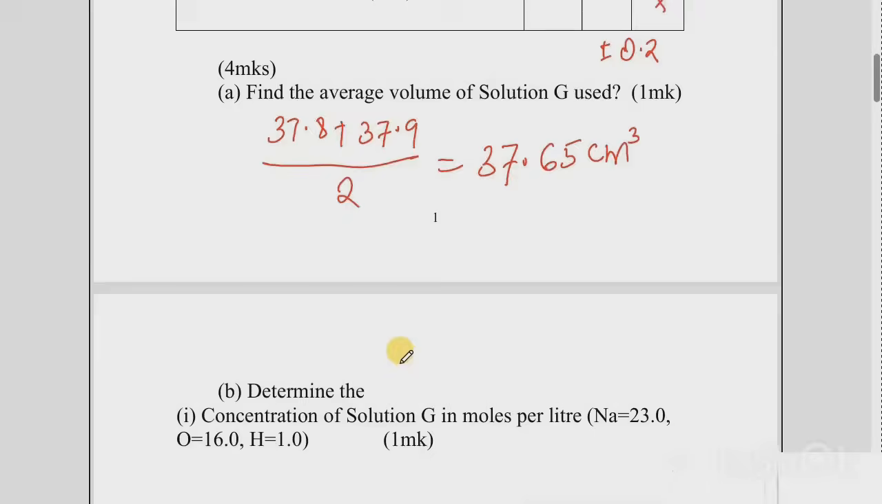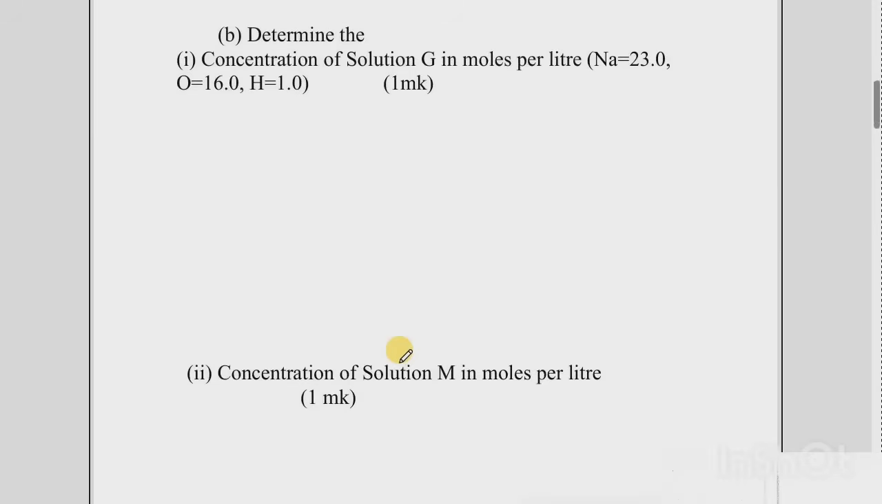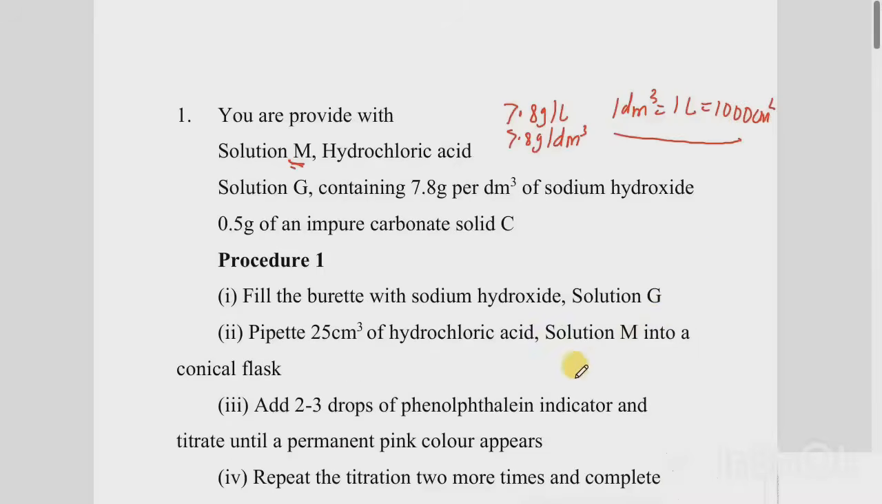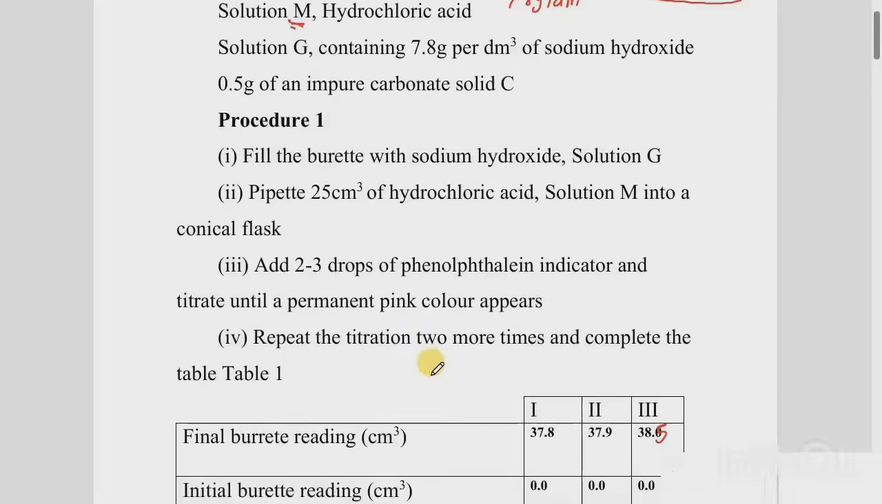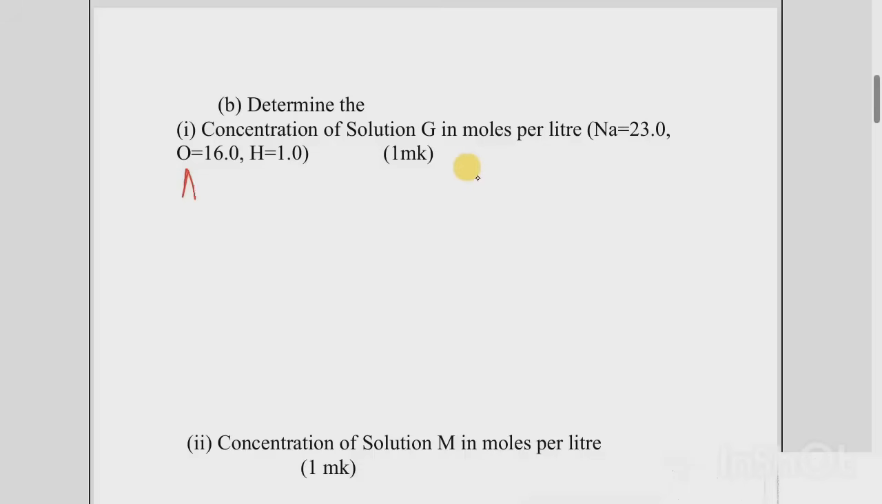Determine the concentration of solution G in moles per liter. So solution G, you go back to the procedure and what you are provided with. So we want to calculate the molarity. Concentration of solution G in moles per liter. Moles per liter means molarity. Molarity is the number of moles in a liter. So whenever you are asked the concentration of solution in moles per liter, always that one is molarity.